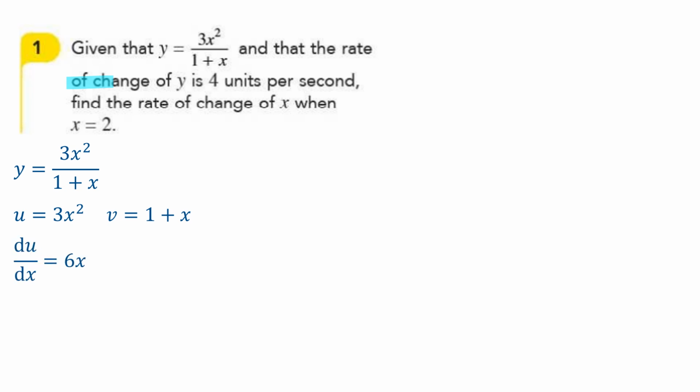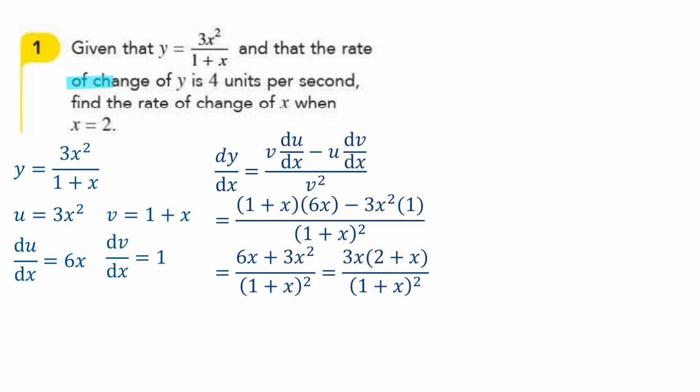Differentiate 1, you get 0. Differentiate x, you get 1. So dv/dx is equal to 1. And then write down the quotient rule. Plug in the values for u, v, du/dx, dv/dx, and so on. Simplify it and factorize it. So that is our dy/dx. You will surely need to use it.